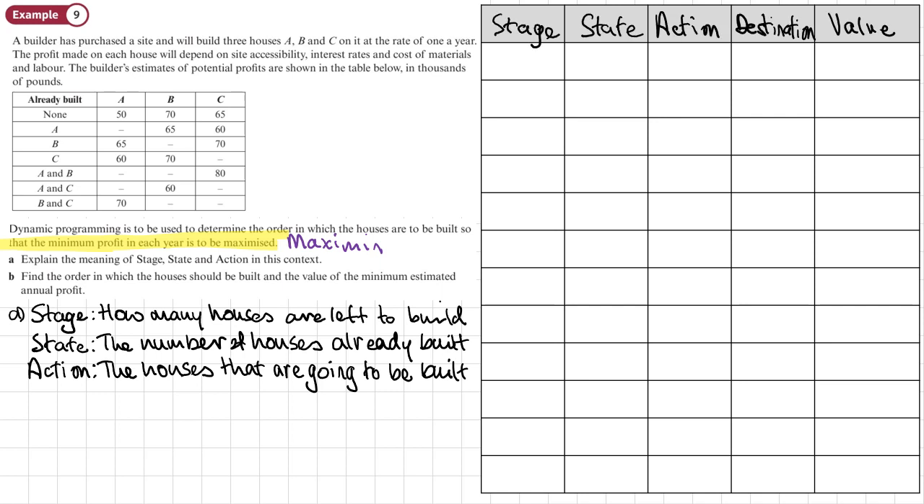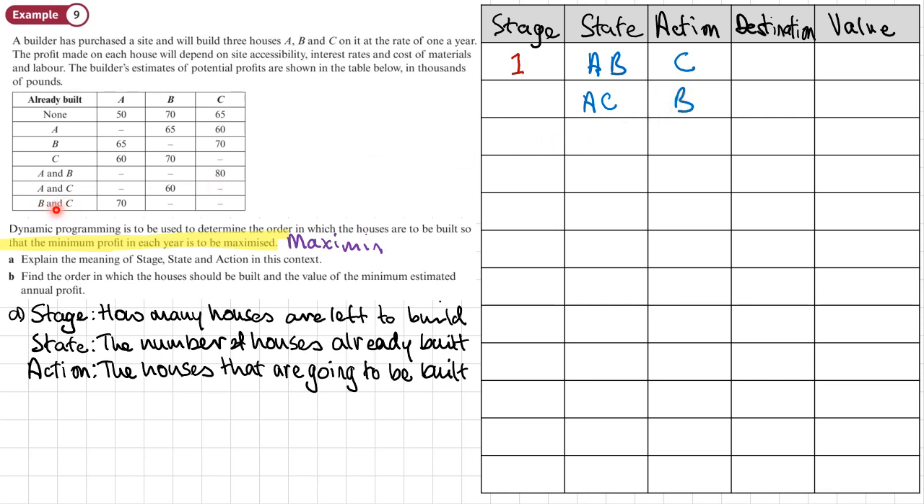So let's start with stage 1. And stage 1 is going to be like the final stage. So we could have a state of A, B, which means basically that houses A and B have been done, which means that house C needs to be done, or A and C could have been done, and then that leaves B to be done last, or action B to be done last.